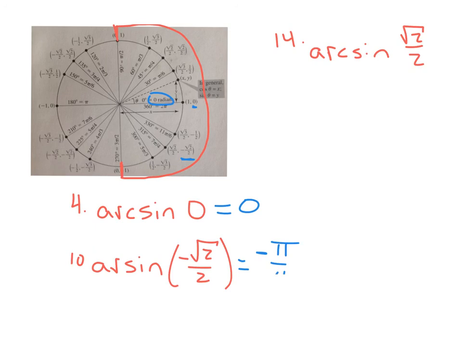Okay, and so one more. This is number 14: the sine of what angle gives us radical 2 over 2? So we're up here, so it's just going to be pi over 4.